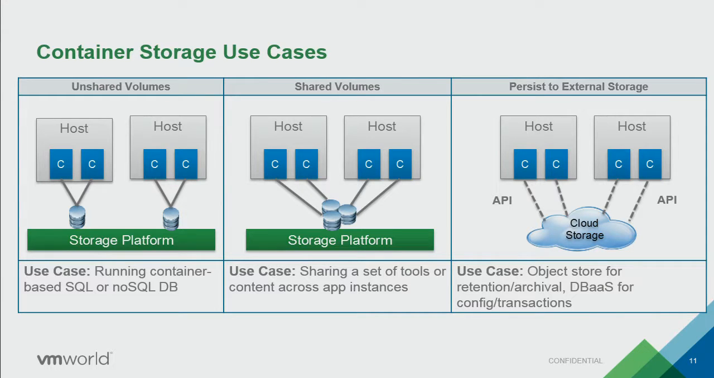And the final use case is actually really the original containerized storage use case, and that's where you persist to some sort of external storage using a RESTful API. This could be an object store for retention archival. It could be a database as a service for configuration, transactions, et cetera. And we pointed out the advantages and disadvantages of this method. It is important to know that this could be in a public cloud, so it could be something like vCloud Air, or it could be within a private cloud, like an OpenStack Swift object store, for example. So both use cases are viable.